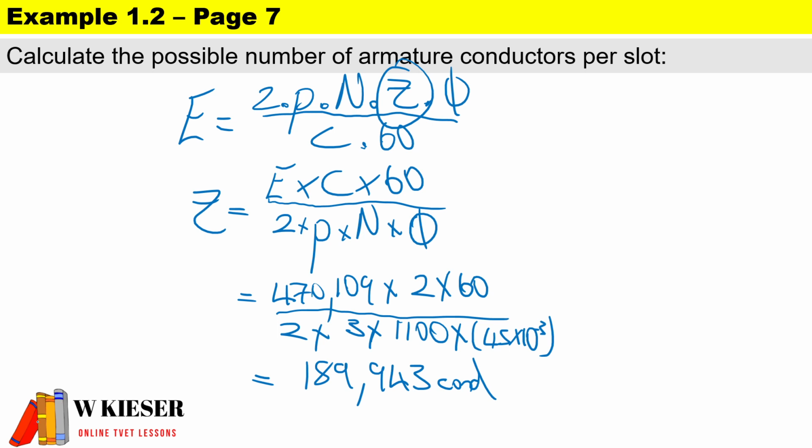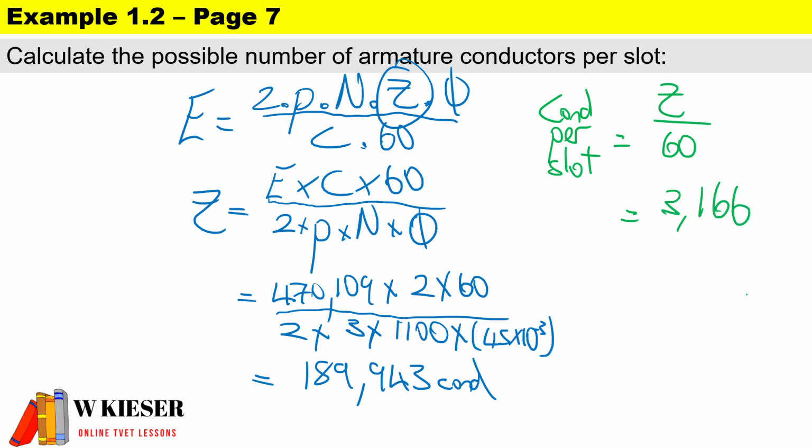All right, now to actually answer the question finally. Okay, so to calculate the number of conductors per slot, it'll be Z divided by the number of slots, and the number of slots was 60. So we take the total number of conductors divided by the number of slots, and we get 3.166. Now we round this up. You can't have a small piece of a slot or small piece of a conductor per slot. So therefore we have 4 conductors per slot.